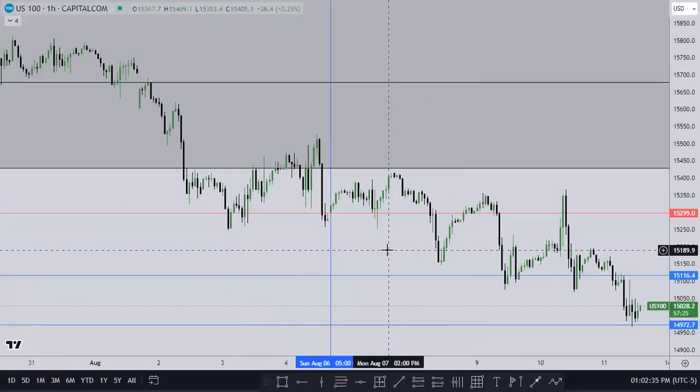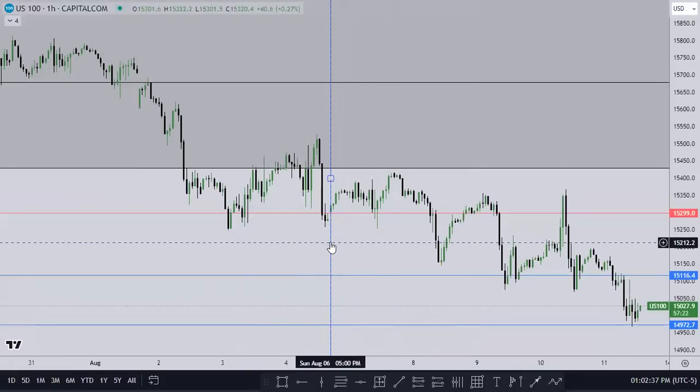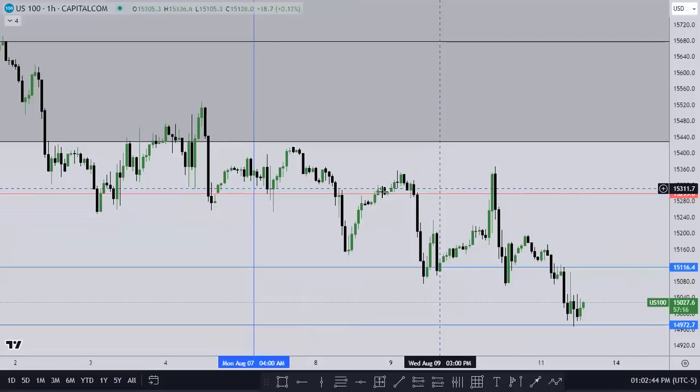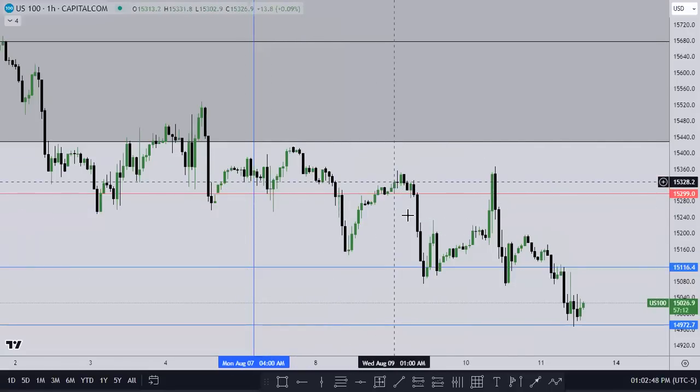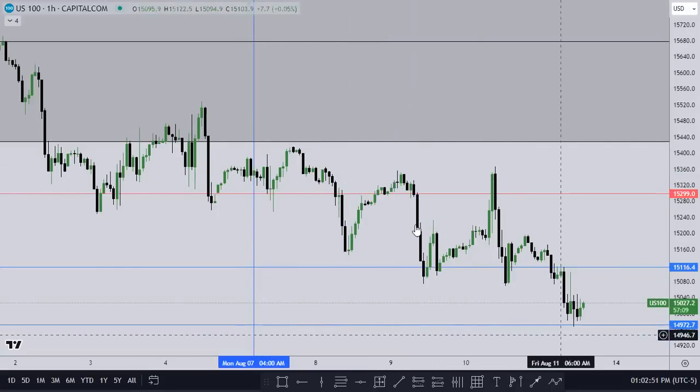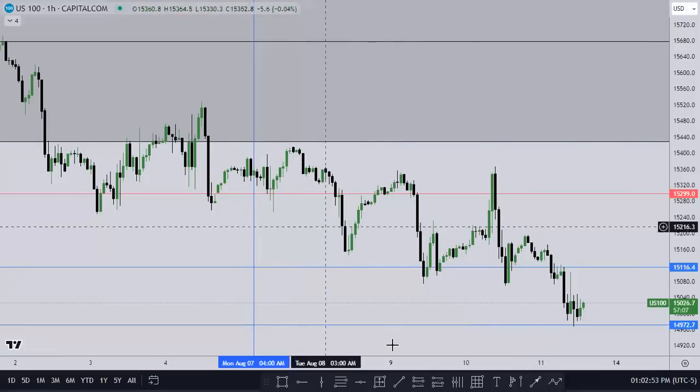I'm here. So 4 a.m. on Monday. This starts my week. We had an update and price broke low on H1, retraced and pushed and retraced and pushed again. Normal stuff.